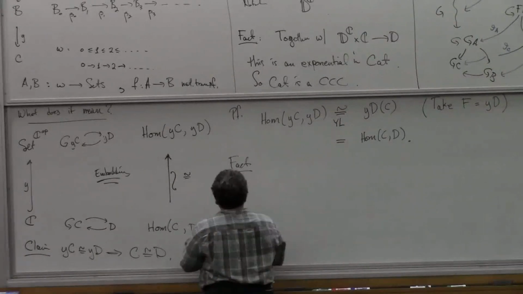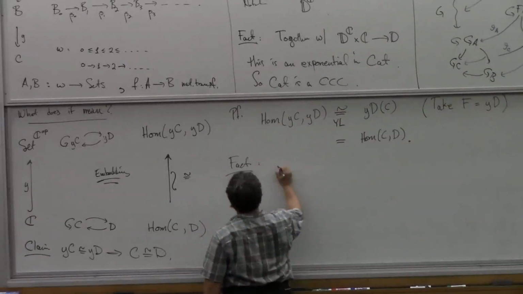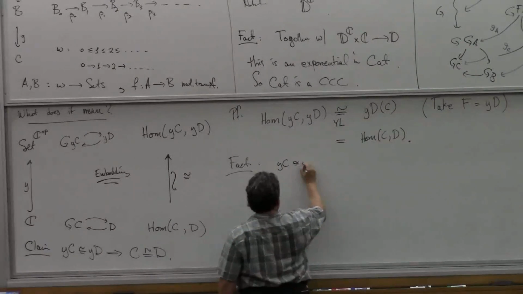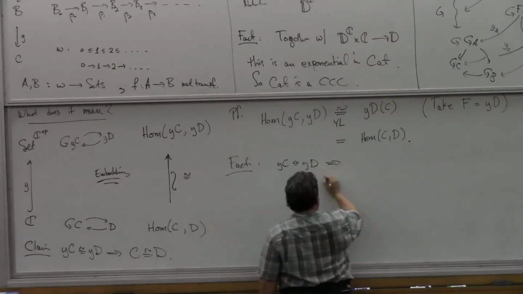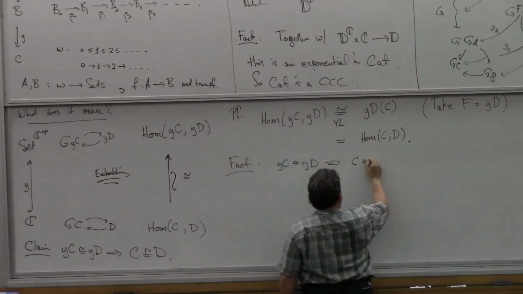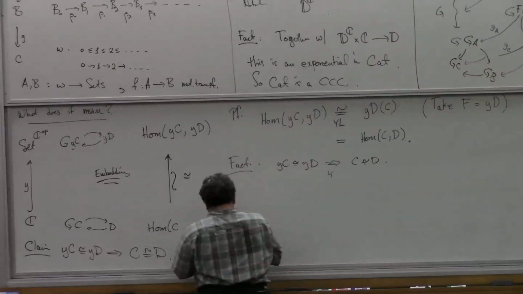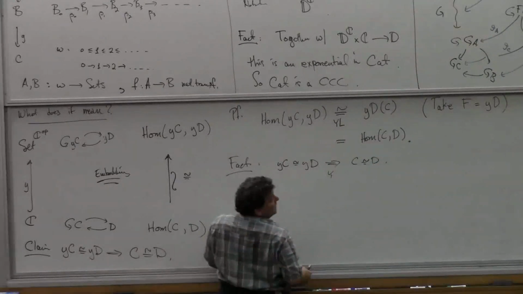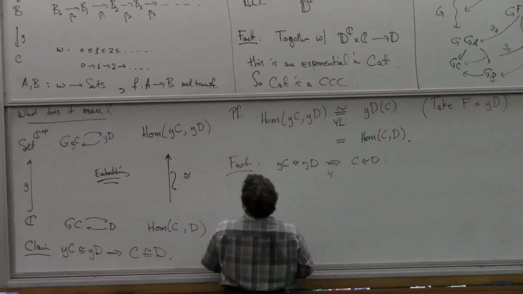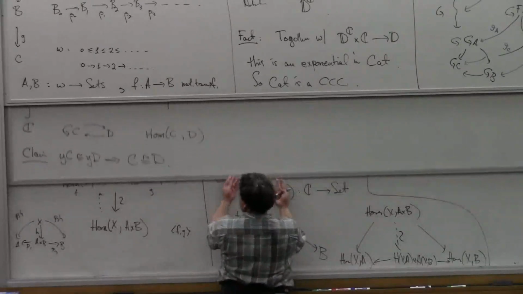So I'm going to use this fact. Let me put it right there. I'm going to use that fact. If YC is isomorphic to YD, then by Yoneda, C is isomorphic to D. And now I can do some of these homework problems. Where should I do them? I'll do it right here.